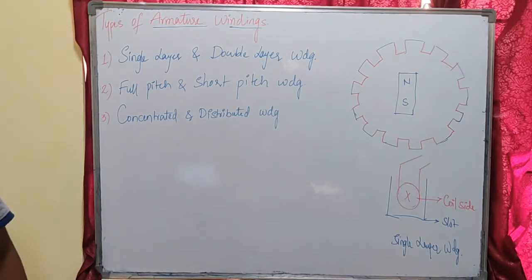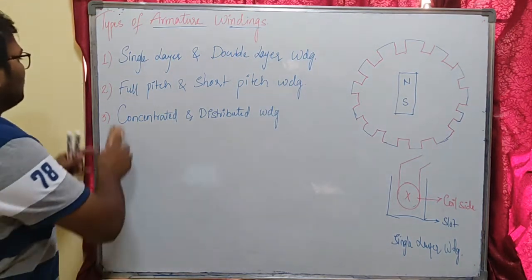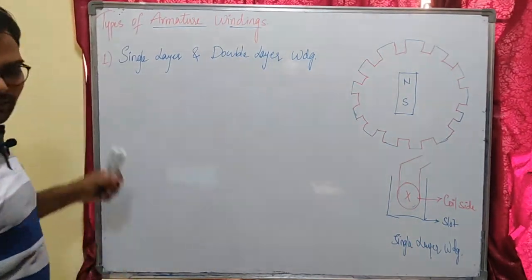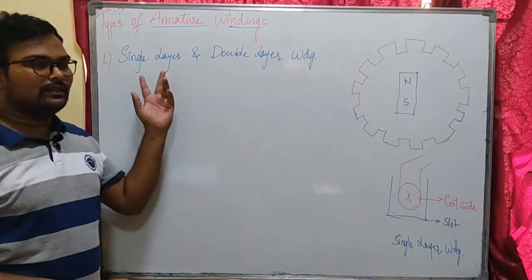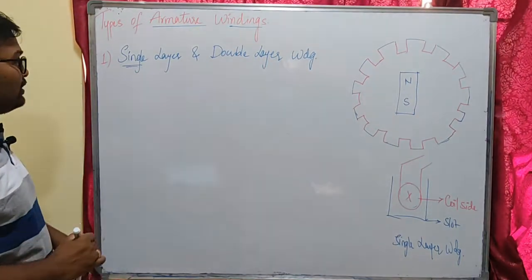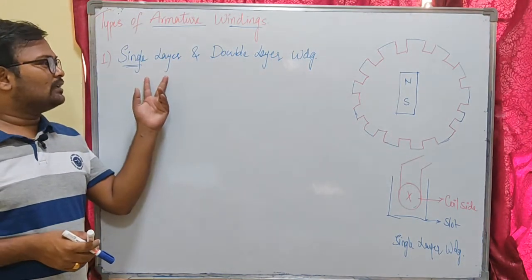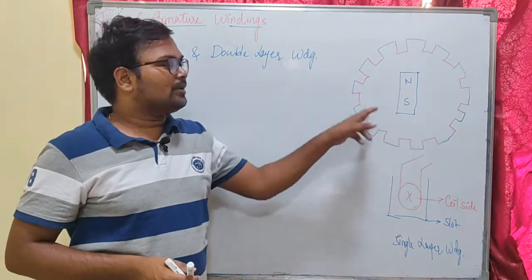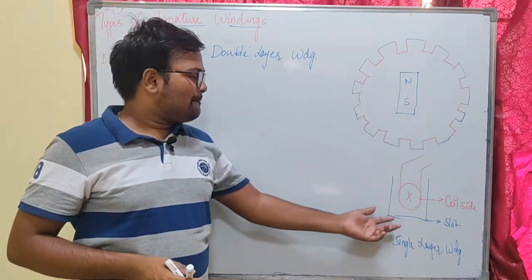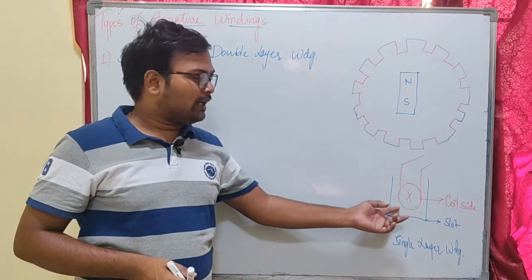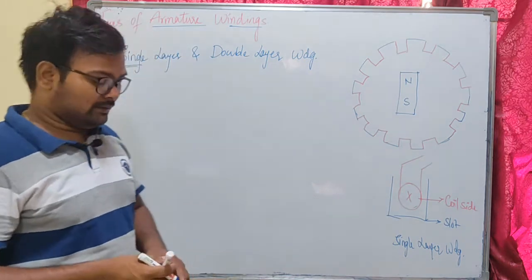Let us see the details of each classification. First we have to see what is single layer winding and what is double layer winding. The name itself says that single layer means one layer. That means if one coil side of the winding is placed in one slot, that type of winding is called single layer winding. Here you can see these are the slots on the armature. In this slot I am going to keep one coil side.